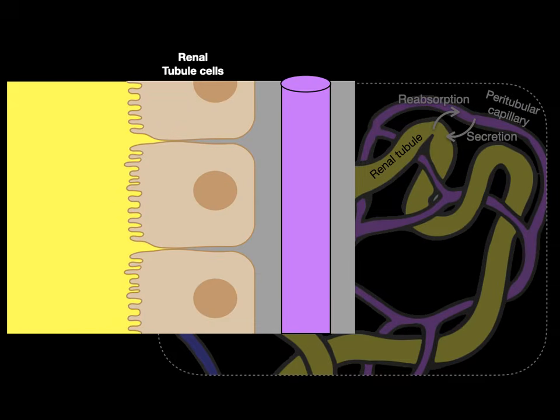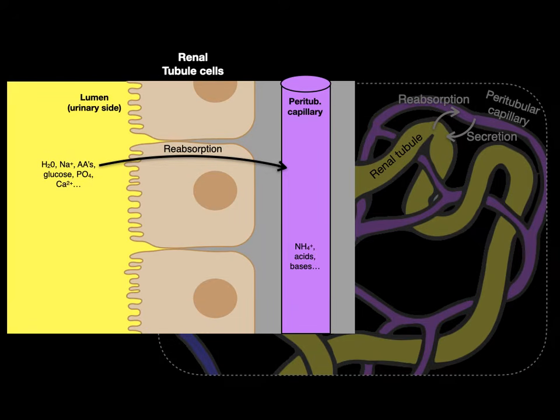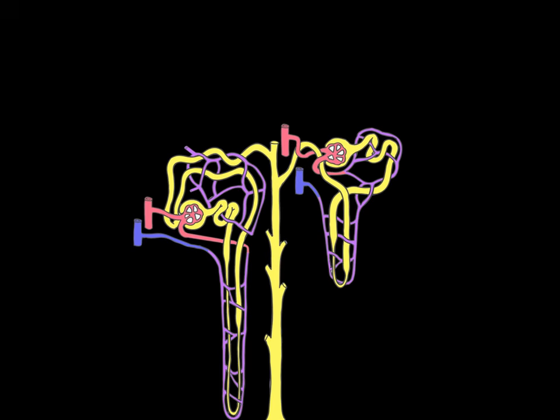So here's renal tubule cells. On the left is the urinary lumen side where the filtrate is, and on the right is the peritubular capillary. So in the filtrate, if there's water or solutes like sodium or glucose, when they are reabsorbed, they go back into the peritubular capillary. In contrast, if you have things like ammonium or acids or bases, they are secreted. They go from the peritubular capillary into the filtrate within the renal tubules.